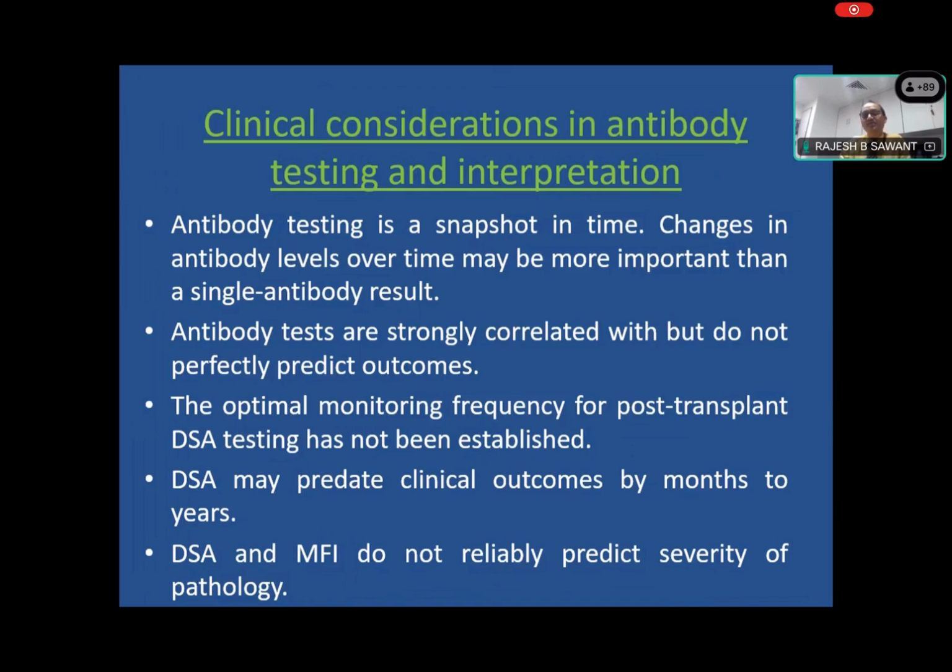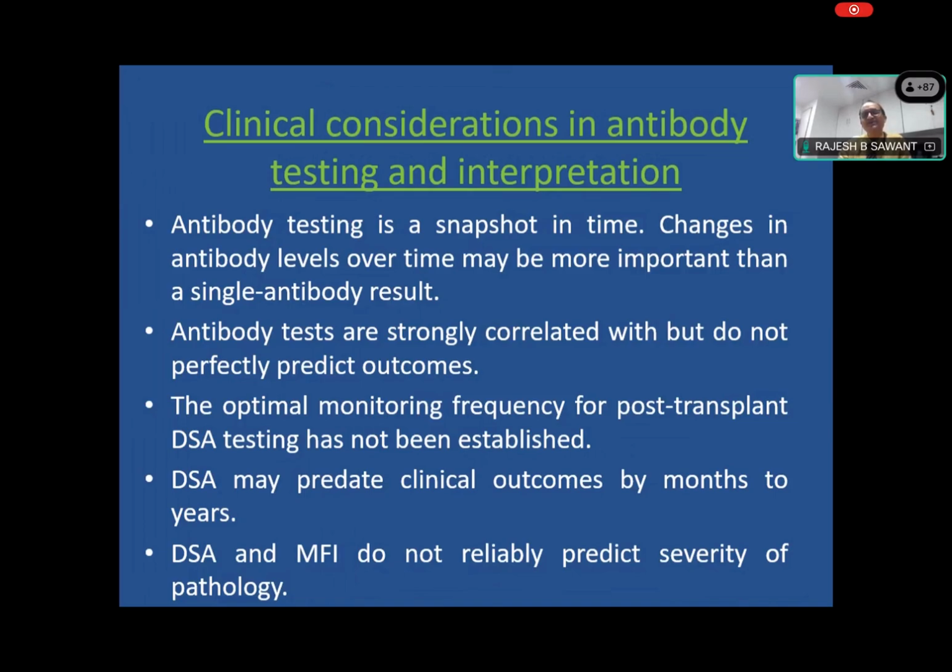The optimal monitoring frequency for post-transplant antibody testing has not been established. If you talk to institutes, they will have their own protocols. Some will screen only once or twice after the transplant, whereas others test every month for the first 3 months, then every 3 months, followed by every 6 months, and taper it off. These antibodies may predate clinical outcomes by months to even years. Today you may have a donor-specific antibody detected, but clinically everything is fine.